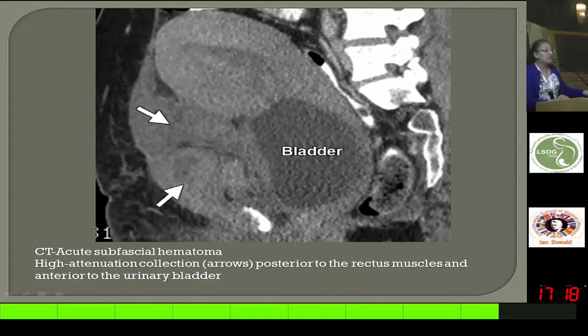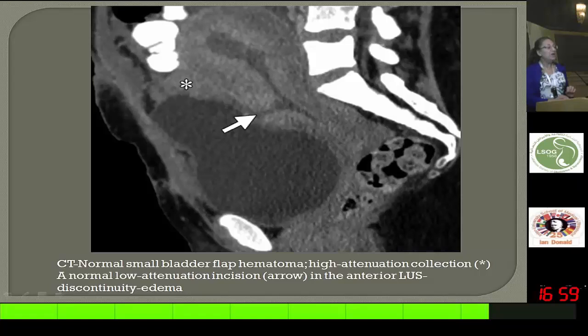This is a subfascial hematoma, so it is under the rectus muscle, but it is supraperitoneal. So we don't have to decide. We need to drain this hematoma. We don't go intraperitoneal. So this is quite a big hematoma, which is under the rectus muscle. Whereas this is a small subfascial hematoma.